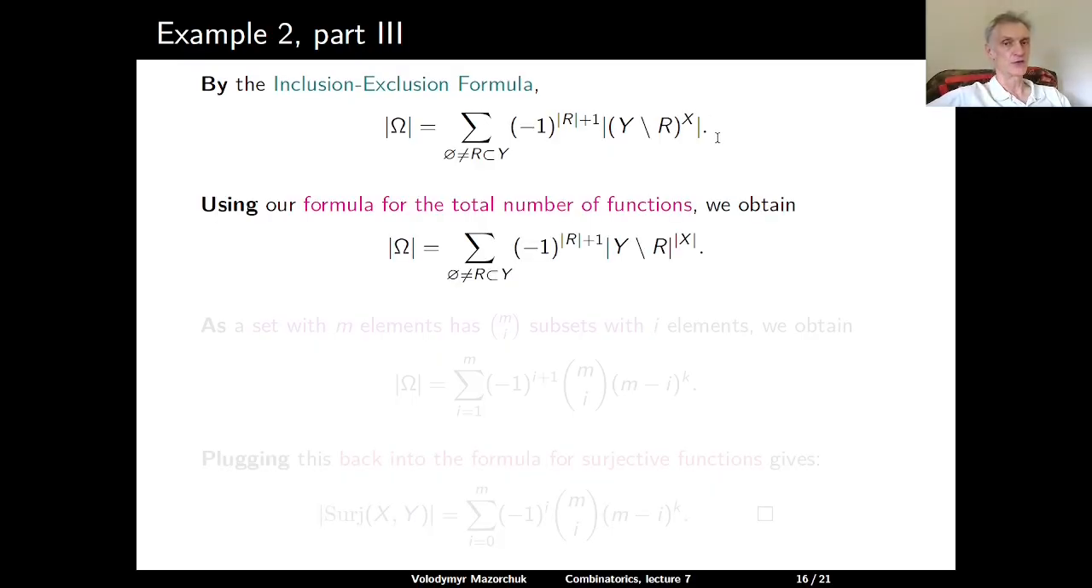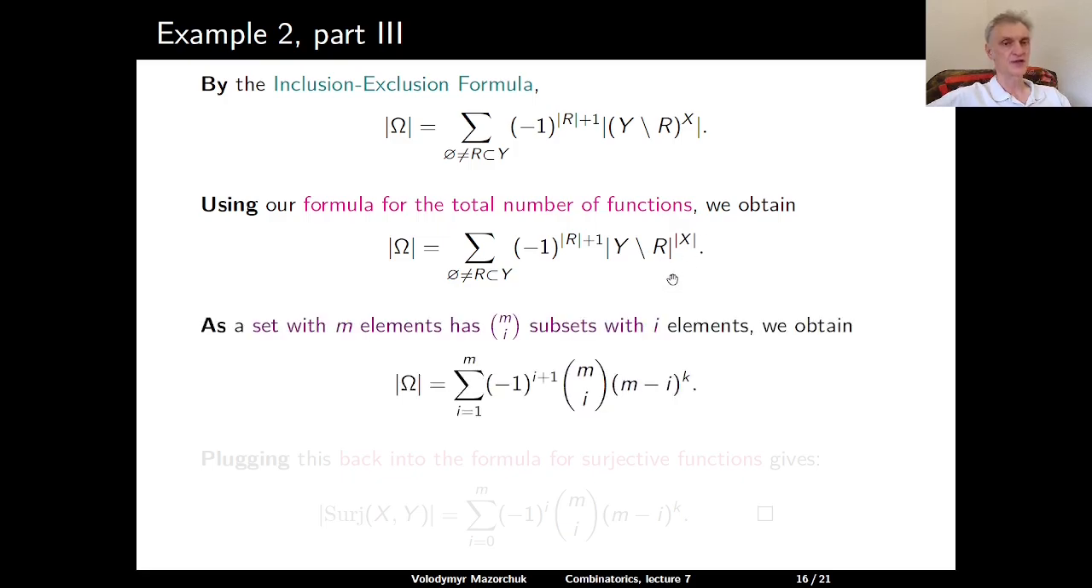Using our formula for the total number of functions, we get that the cardinality of omega is equal to the sum over all non-empty R in Y of minus 1 to the power the cardinality of R plus 1, and then the cardinality of Y minus R to the power the cardinality of X. And let us recall that a set with m elements has m choose I subsets with I elements. So we can rewrite the last formula as follows.